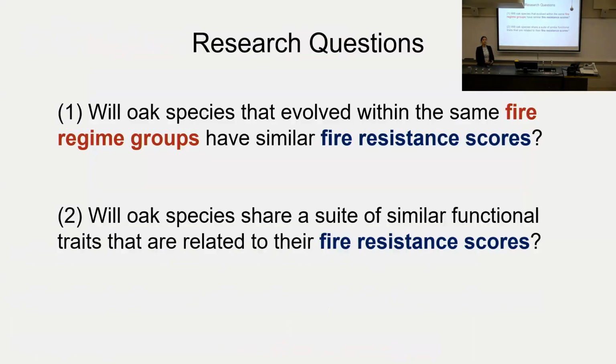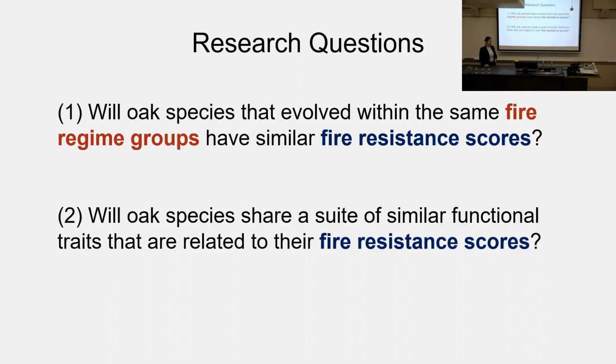So that leads us to the research questions that we need to answer. Will oak species that evolved within those same fire regime groups have similar fire resistance scores? So again, the idea being that if an oak is residing within fire regime group 1, it has been exposed to a fire return interval and an intensity level that has resulted in frequent fire, and that environment is then going to filter and select for traits that aid in that fire resistance or that survival of above ground biomass.